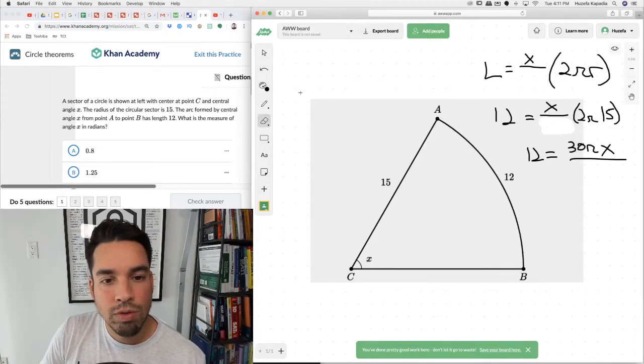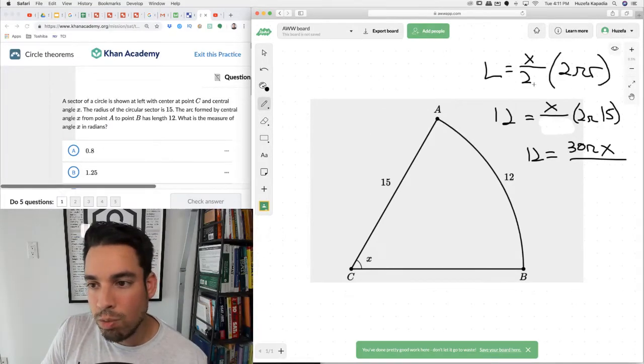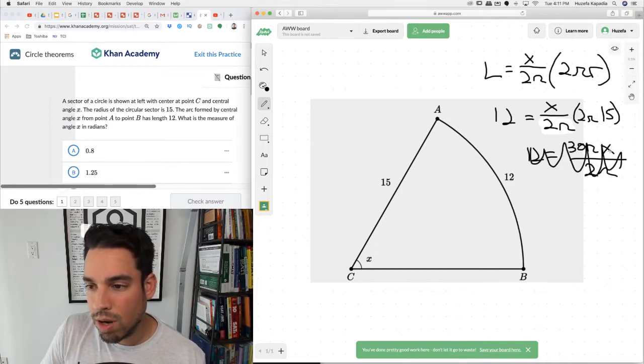Instead of x over 360, it's x over 2 pi. It's the equivalent of 360 degrees. So watch what's going to happen. This is so much nicer now. And again, it's over 2 pi. Well, actually, we don't even need to get to this step, because look what happens. 2 pi cancels out. And now I have 12 equals 15x.